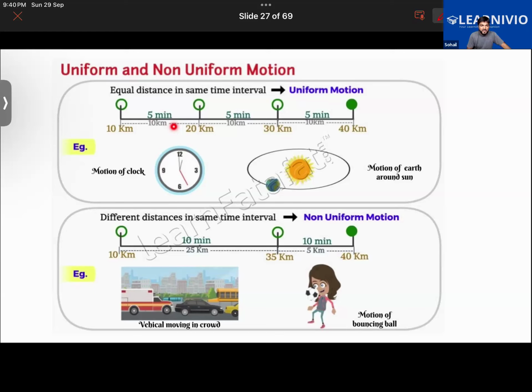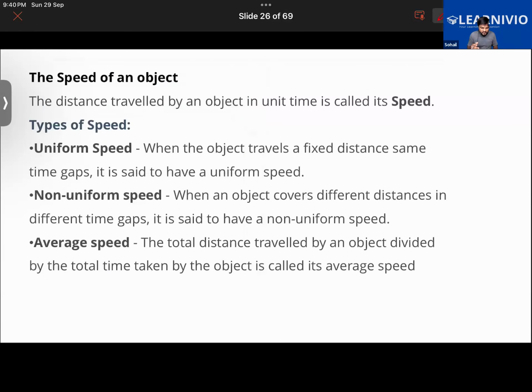Okay. So, guys, what you have observed, isn't the time interval same? The time gap is same? Yes, sir. And the distance that is being covered in 5 minutes is also same. Each time it is 10 kilometer. So when such kind of movement is being done by a vehicle, that vehicle or the body is said to have a uniform speed.